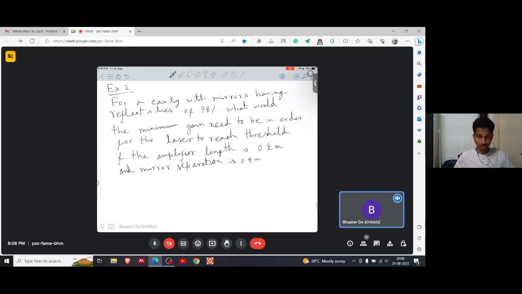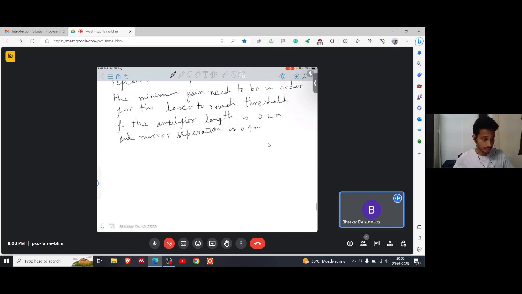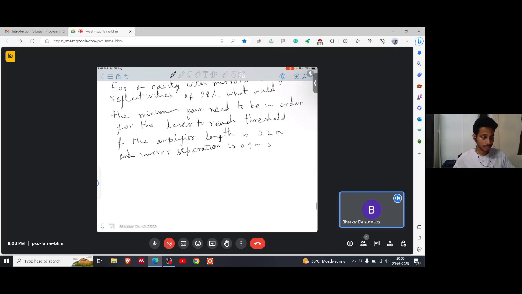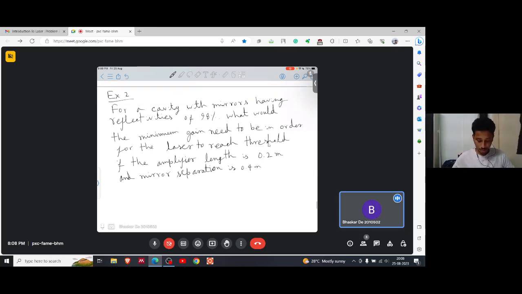So here the problem is that the mirrors have the same reflectivity of 98%, the amplifier length is 0.2 meter and the mirror separation is 0.4, and here there is one assumption: no losses in the cavity other than the mirror transmission losses. That statement means that only 2% of the beam is lost after one reflection.